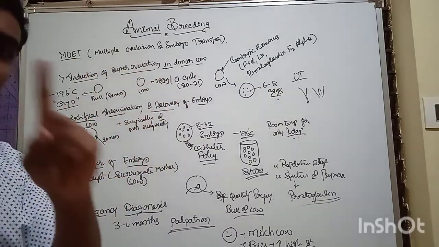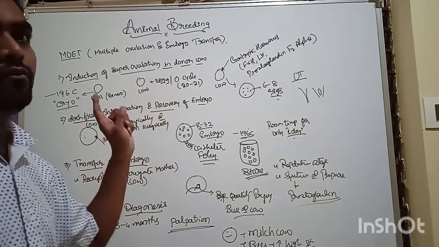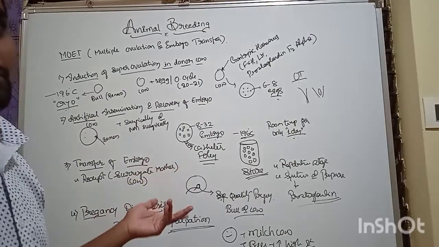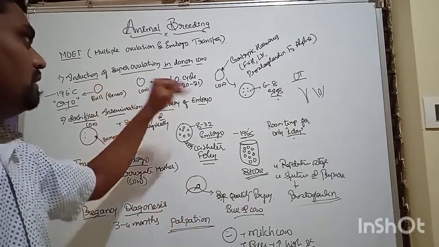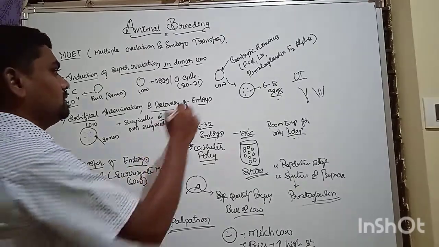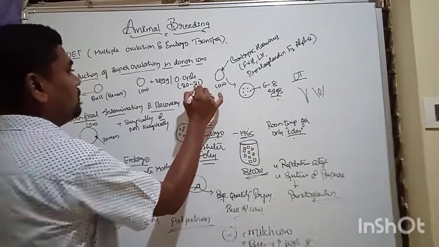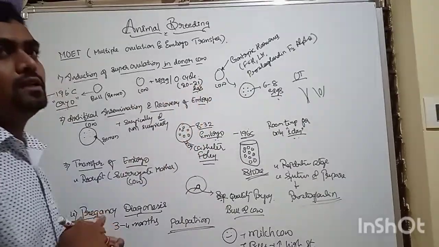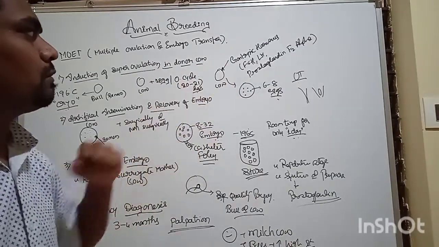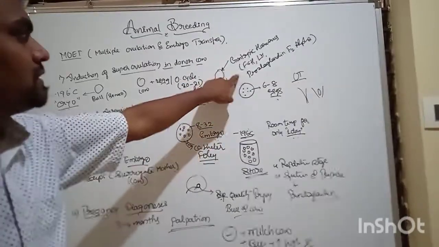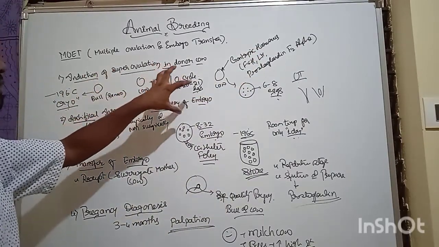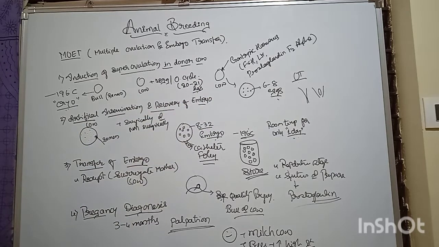Initially it will produce only one egg, because it has an estrous cycle, not a menstrual cycle as in human beings. The cycle time is 20 to 21 days. I don't want only one egg. I want 6 to 8 eggs in each ovulation. Then I'll inject gonadotrophic hormones, that is FSH, LH, and prostaglandin F2 alpha. Then my donor cow has 6 to 8 eggs ready.